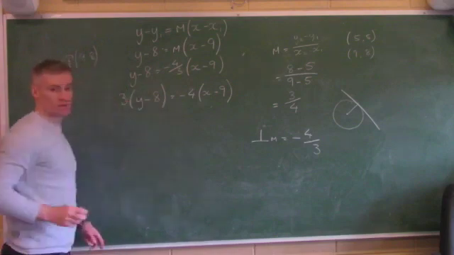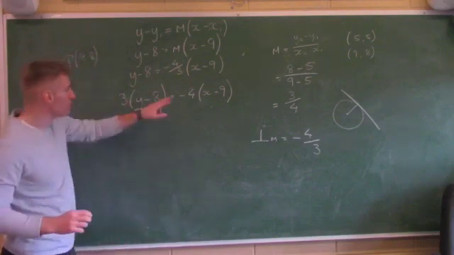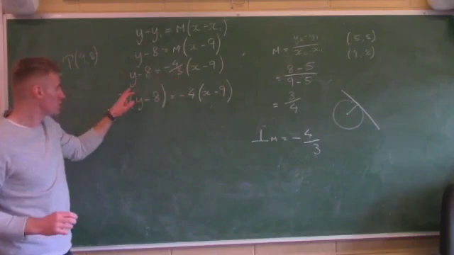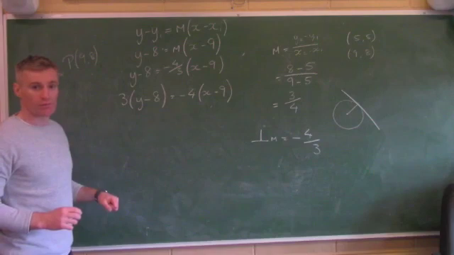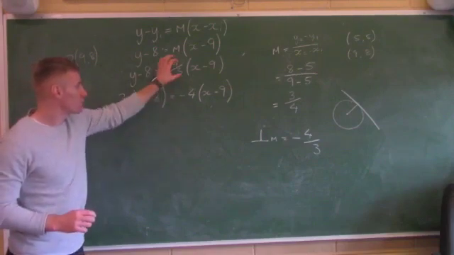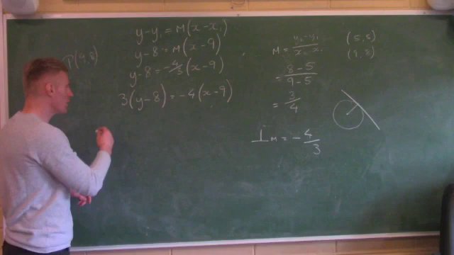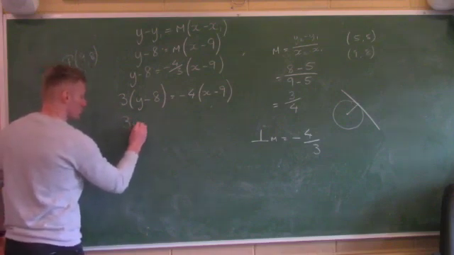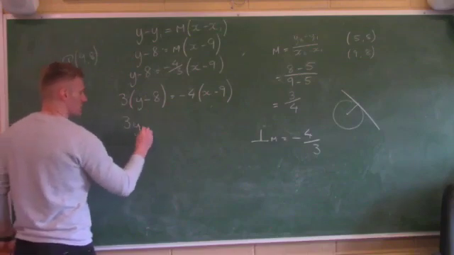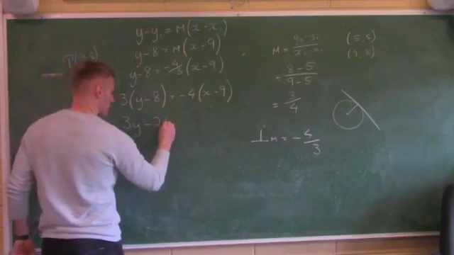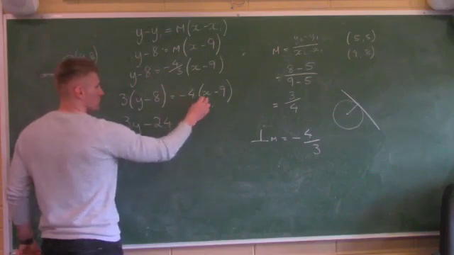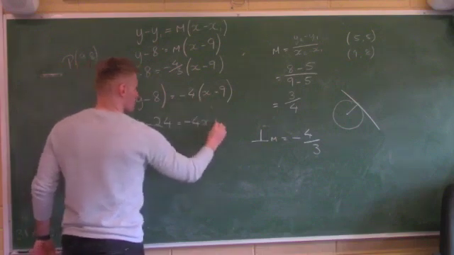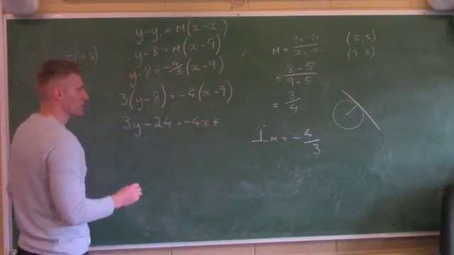Okay, now maybe I did that a little bit quickly, so I'll talk through that again. The 3 here at present is dividing, so I'm going to bring it across and multiply. Right? So basically I'm breaking my fraction up. Now let's multiply out. 3 by y, 3y, 3 by minus 8 gives me minus 24. Equals minus 4x, minus by minus is a plus, 4 by 9 gives me 36.